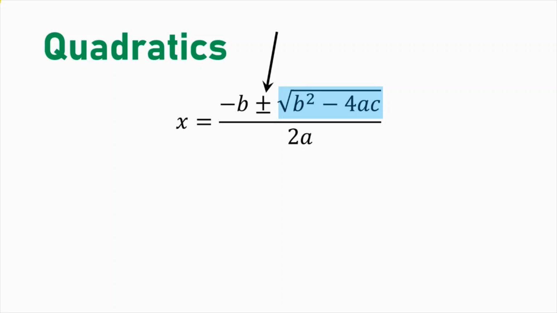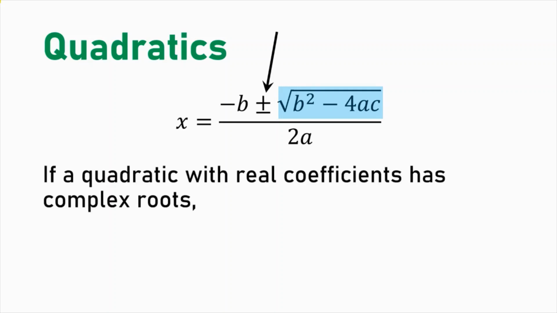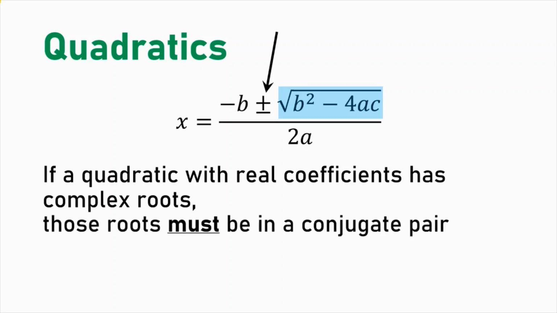Because the real part's always going to stay the same each time, because the minus b over 2a would form the real part, and then the plus or minus, the imaginary part, which is going to be the square root of the discriminant over 2a, is going to be the only difference between the two roots, which is what conjugates are. They're just two complex numbers where the only difference is the plus and the minus in front of the imaginary parts. So yes, we can confirm if a quadratic only has real coefficients, any complex roots must be in a conjugate pair.